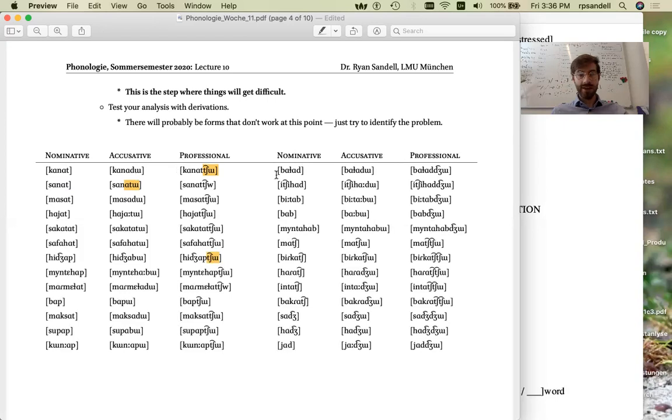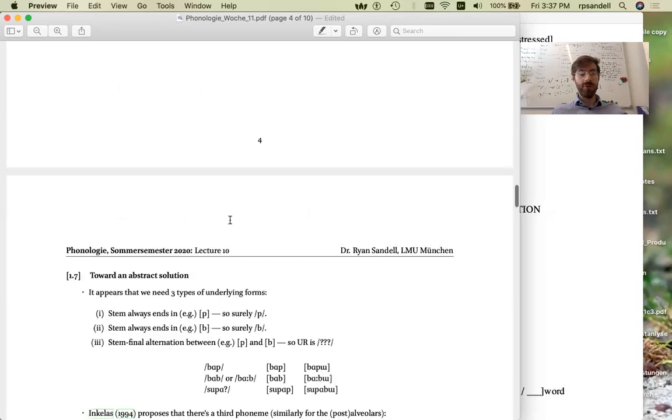If we only had non-alternating stems, then it would look like we would need progressive voicing assimilation. That is, if we only had stems like balad and sanat, then we could choose either chu or ju as the underlying form of the professional suffix and assume that the other allomorph is generated by forward application of voicing assimilation. But it wouldn't really matter which option we choose.